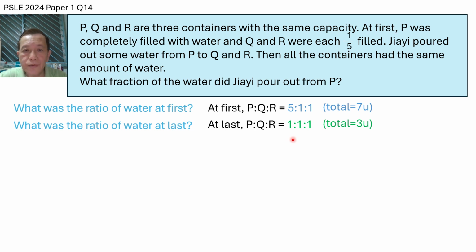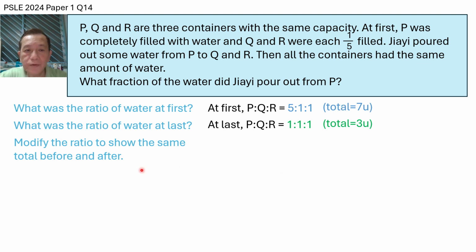So what can we do? We know that the total remains the same. So we try to equalize the total first. We use the cross multiply method. Cross multiply. That way we can modify the ratio to show the same total before and after.